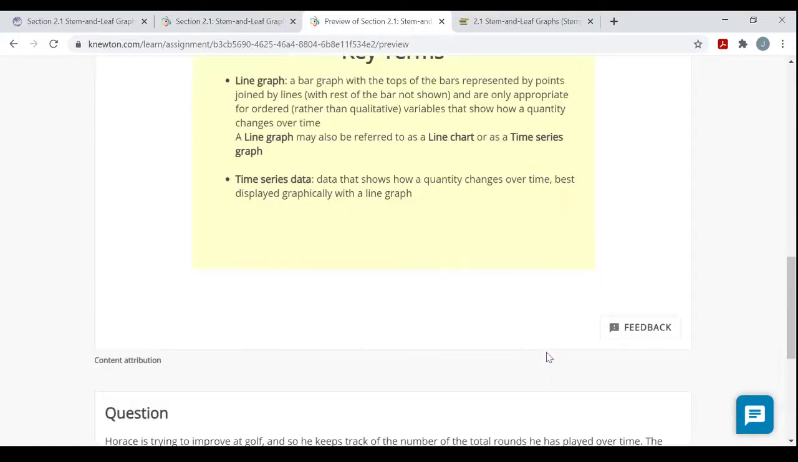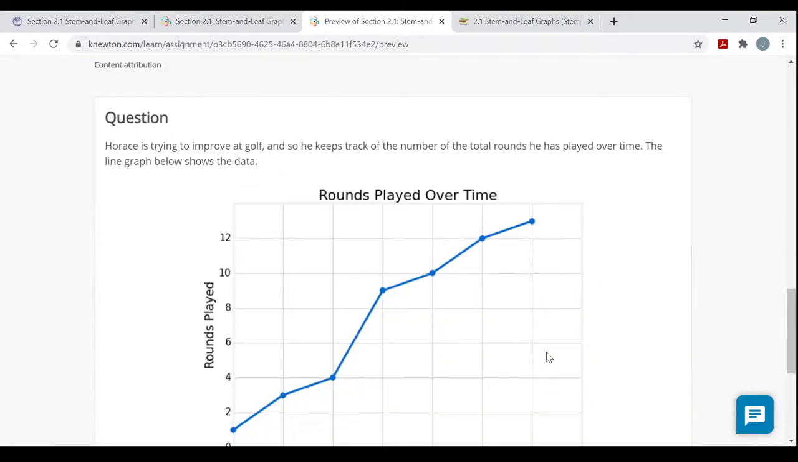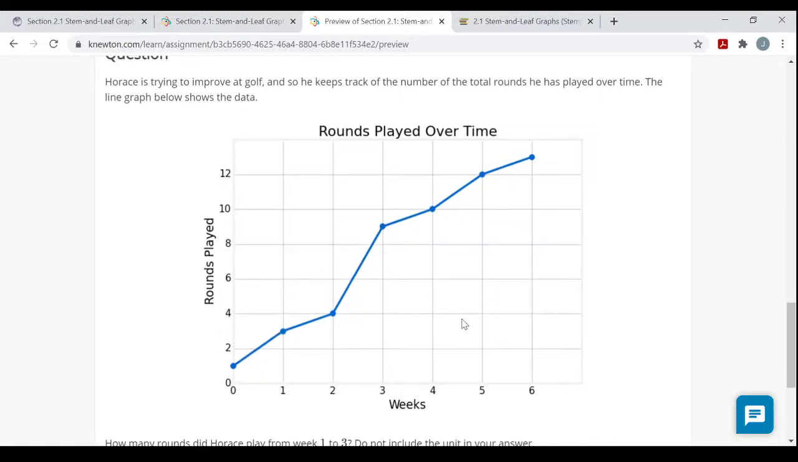So I continue, and it gives me a question. Now here's an example of a line graph, with no bars here, but you could imagine bars underneath if you want. Horace is trying to improve at golf, and so he keeps track of the number of total rounds he has played over time. Time series data, right? The line graph below shows the data.